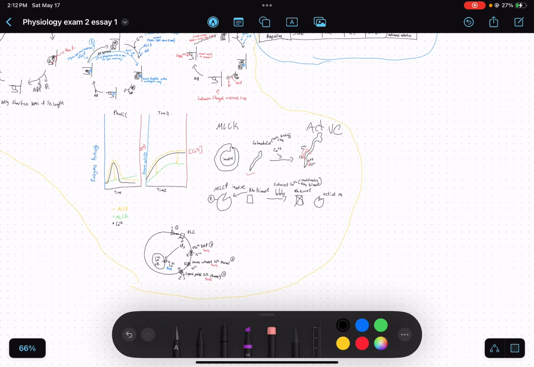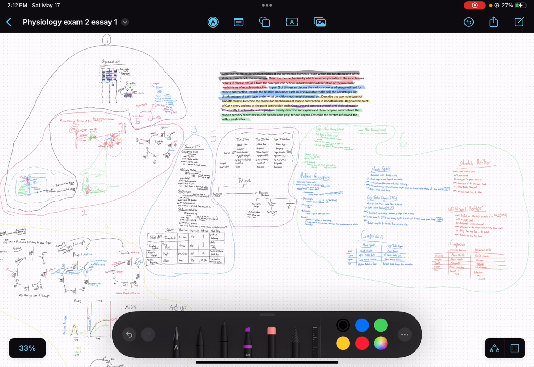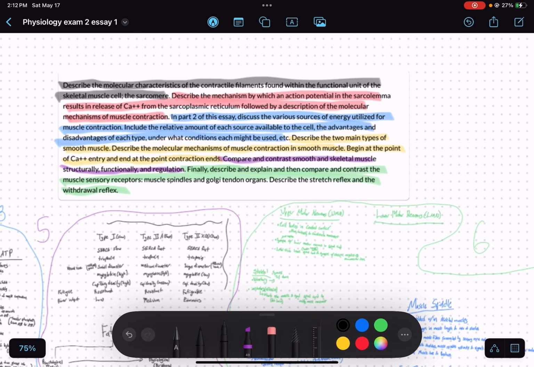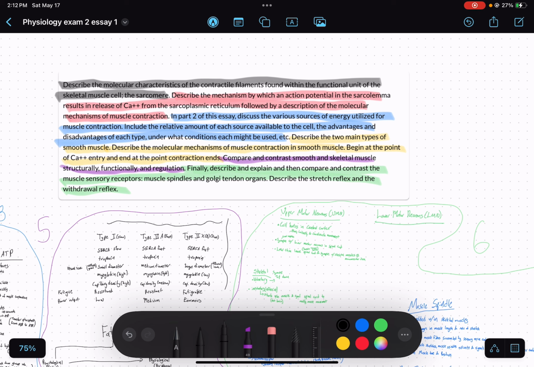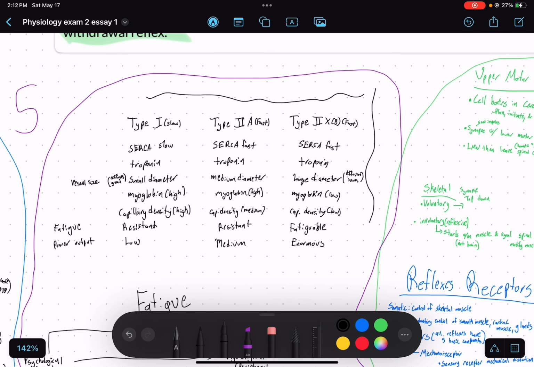So we see that happening there. And then next we're going to move on to our next question, where it says, compare and contrast smooth and skeletal muscle structurally, functionally, and regulation. First, I'm going to talk a little bit about our muscle fibers.